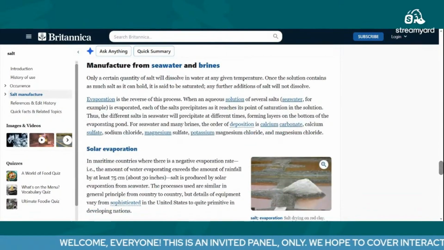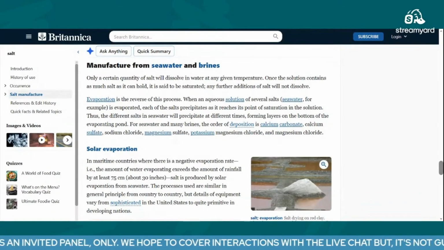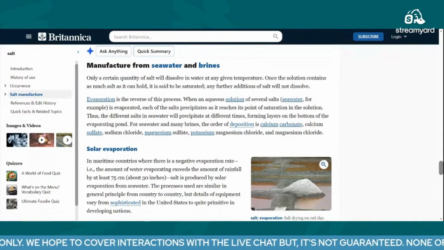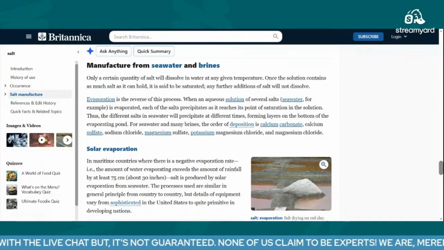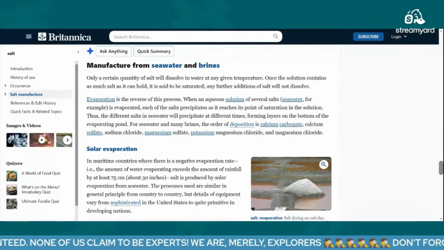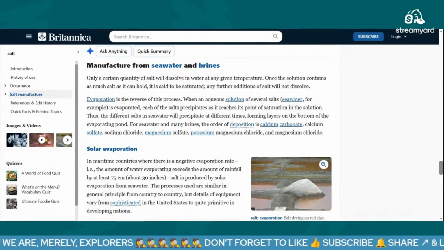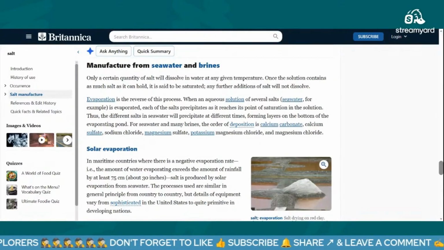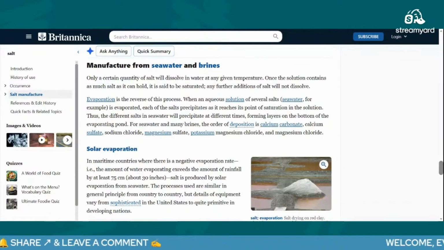Manufacture from seawater and brines. Only a certain quantity of salt will dissolve in water at any given temperature. Once the solution contains as much salt as it can hold, it is said to be saturated. Any further additions of salt will not dissolve. Evaporation is the reverse of this process. When an aqueous solution of several salts, seawater for example, is evaporated, each of the salts precipitates as it reaches its point of saturation in the solution.